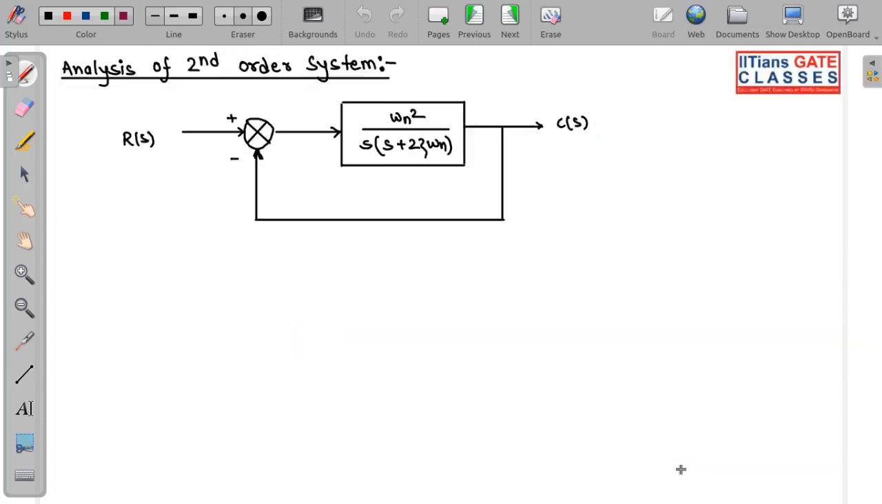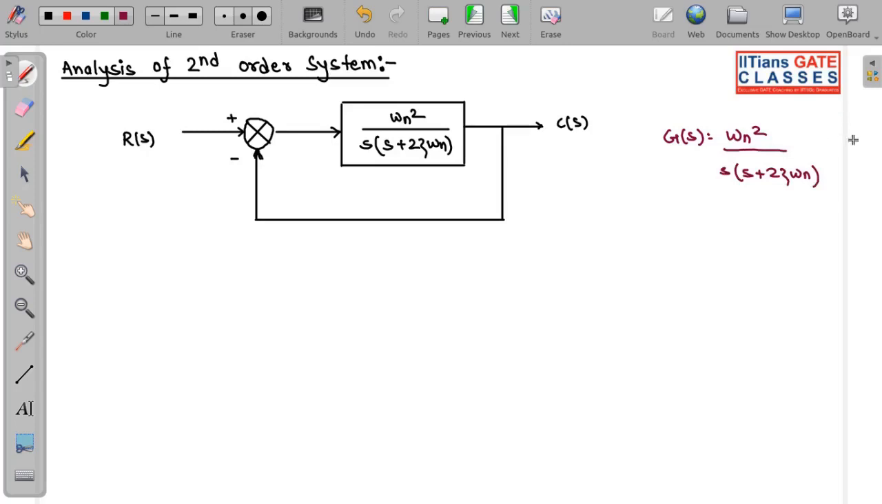So next we have the analysis of second order system. How do we analyze a second order system? We are going to see in this section. Now you can see over here the closed loop response and the open loop transfer function for a second order system, which is G(s) = omega n square by s(s plus 2 zeta omega n). This we have over here.